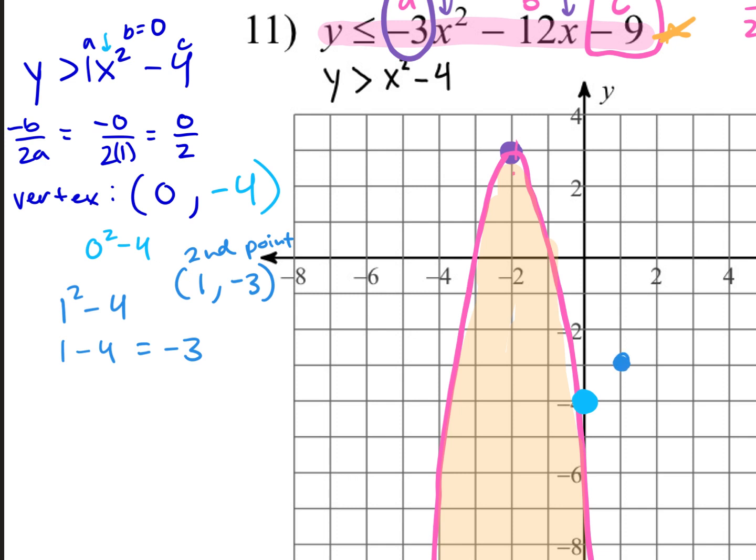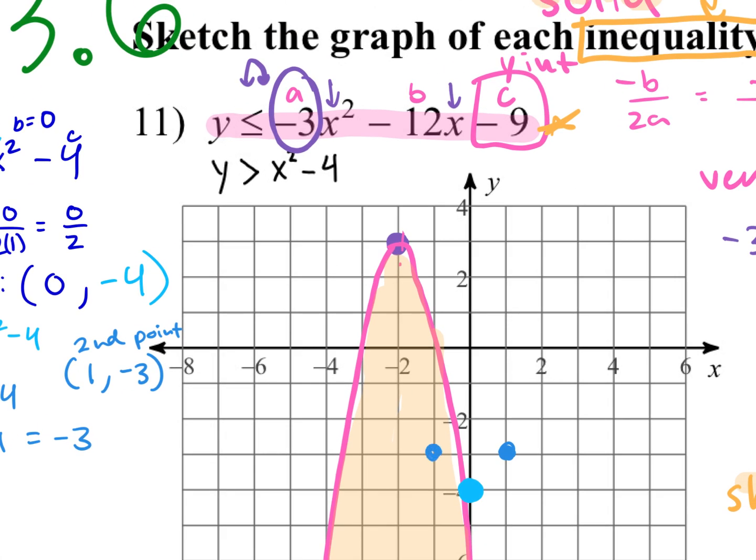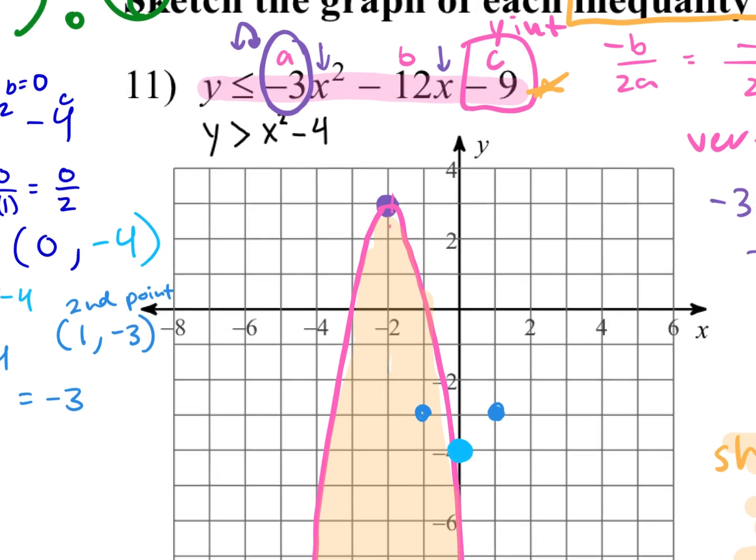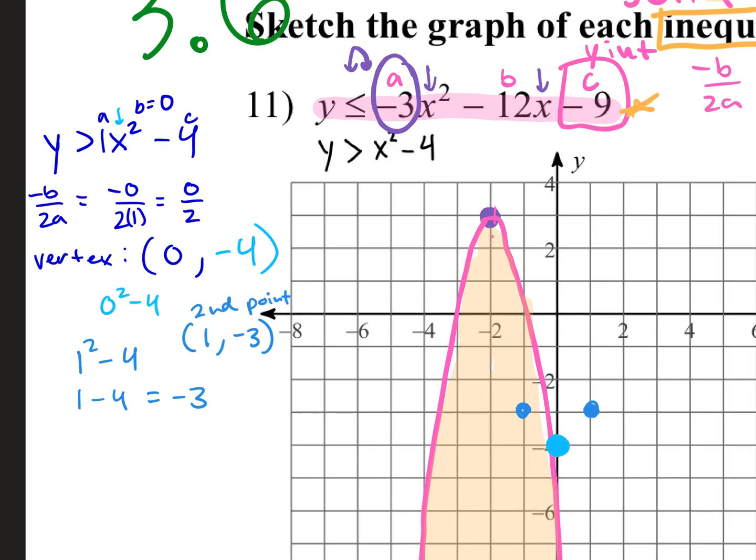Once I have 2 points, do I have a third? Yeah. What's our third point? The mirror of it. Now, is this parabola going to be a solid parabola or dotted parabola? Why dotted? Because it's just greater than. So this means that it's going to be dotted. So I'm going to have a dotted parabola right through those 3 points.